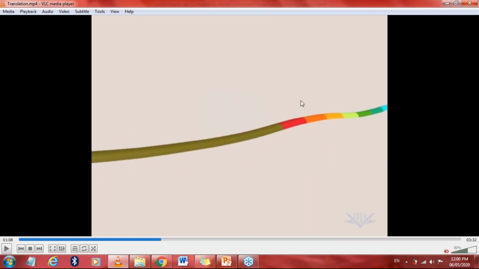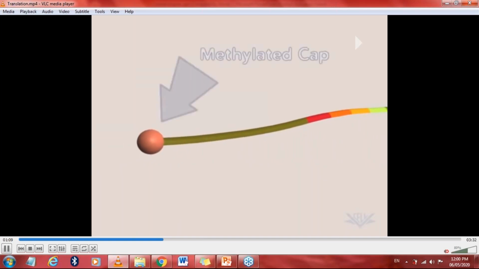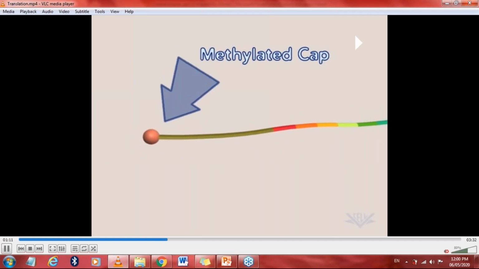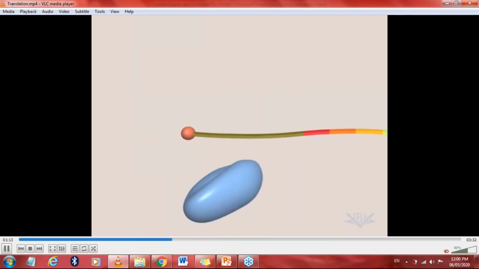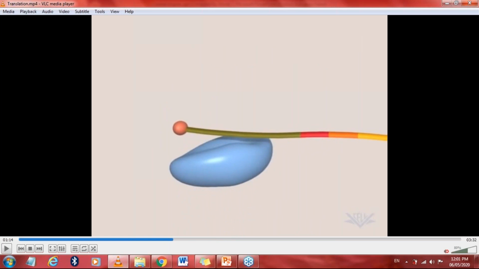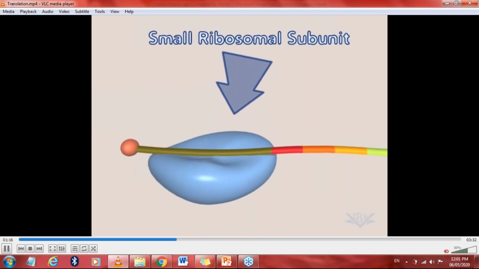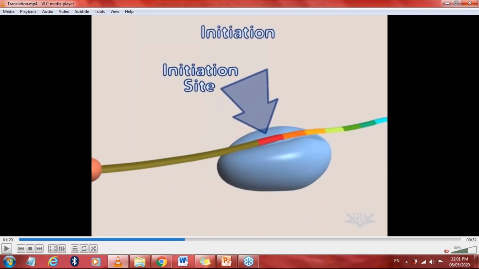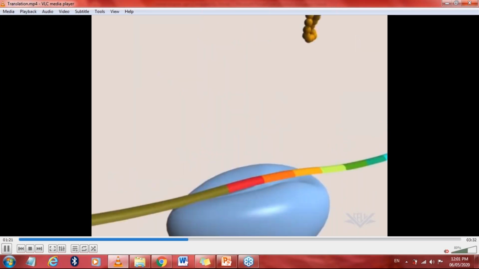Different colors represent that there is a different codon or a different amino acid. This one is our methylated cap. Okay. What is this? This one is our smaller subunit of ribosome. Now it will just read our initiation codon. Where it reads the initiation codon, on that side this smaller subunit will be attached. Okay. Now it has just attached.